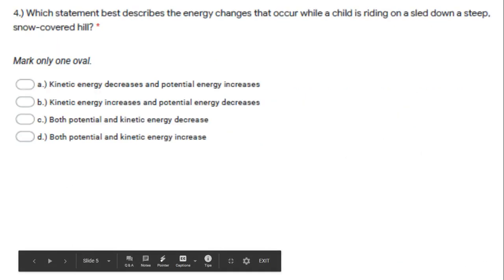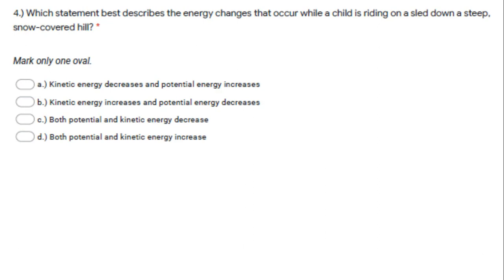All right, question four. Which statement best describes the energy changes that occur while a child is riding a sled down a steep snow-covered hill? So what's going to happen to their potential and kinetic energy? Right, the correct answer choice is B. Kinetic energy is going to increase and potential energy is going to decrease.